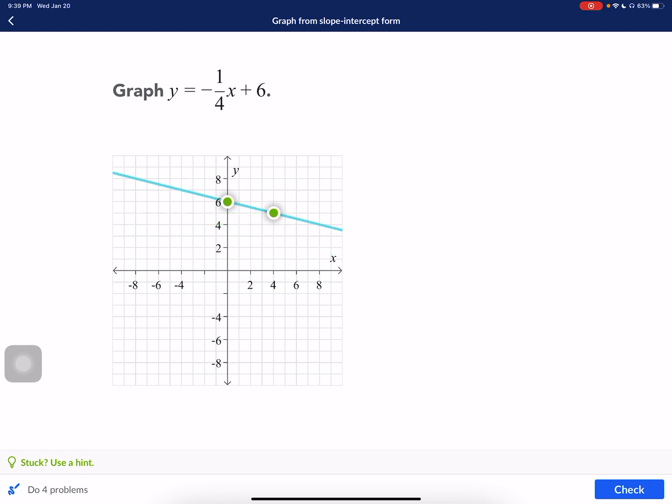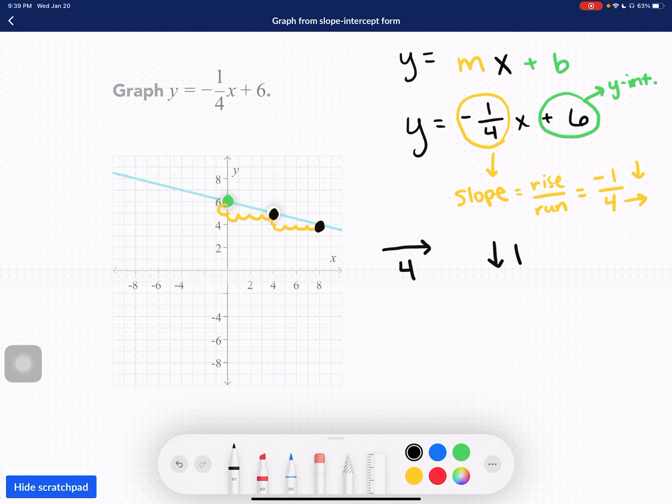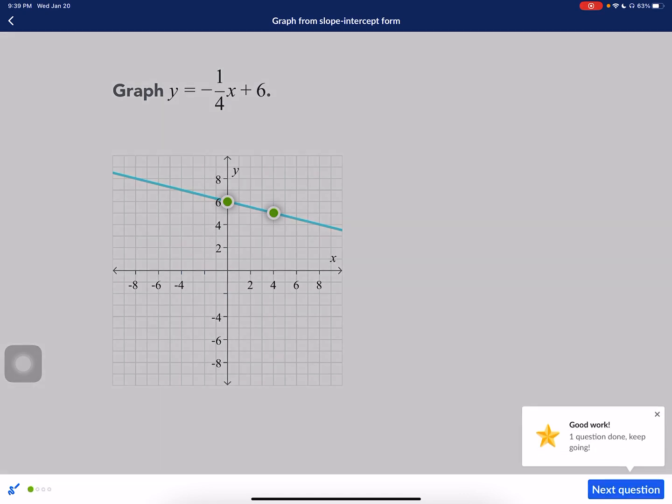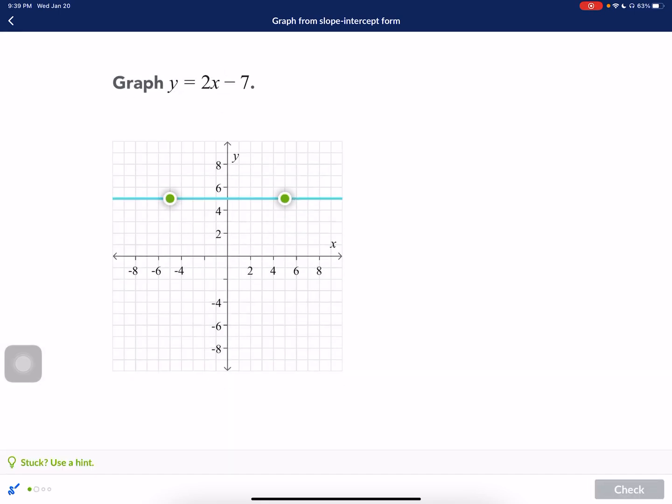Now if you were to show your notes again, you can see that, yep, there's my line. That's where my points belong. So this is how you can go about graphing a line in Khan Academy. All right, let's see the next one.